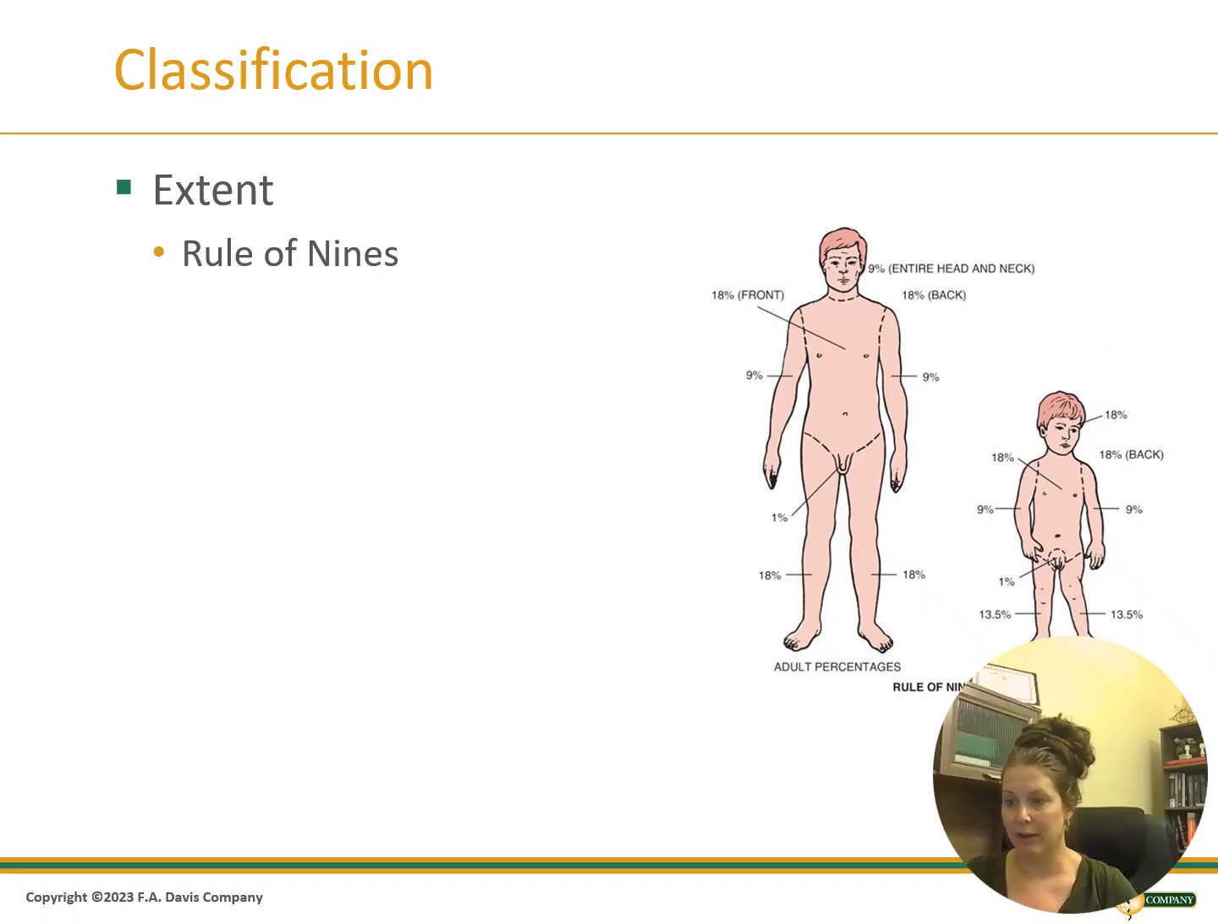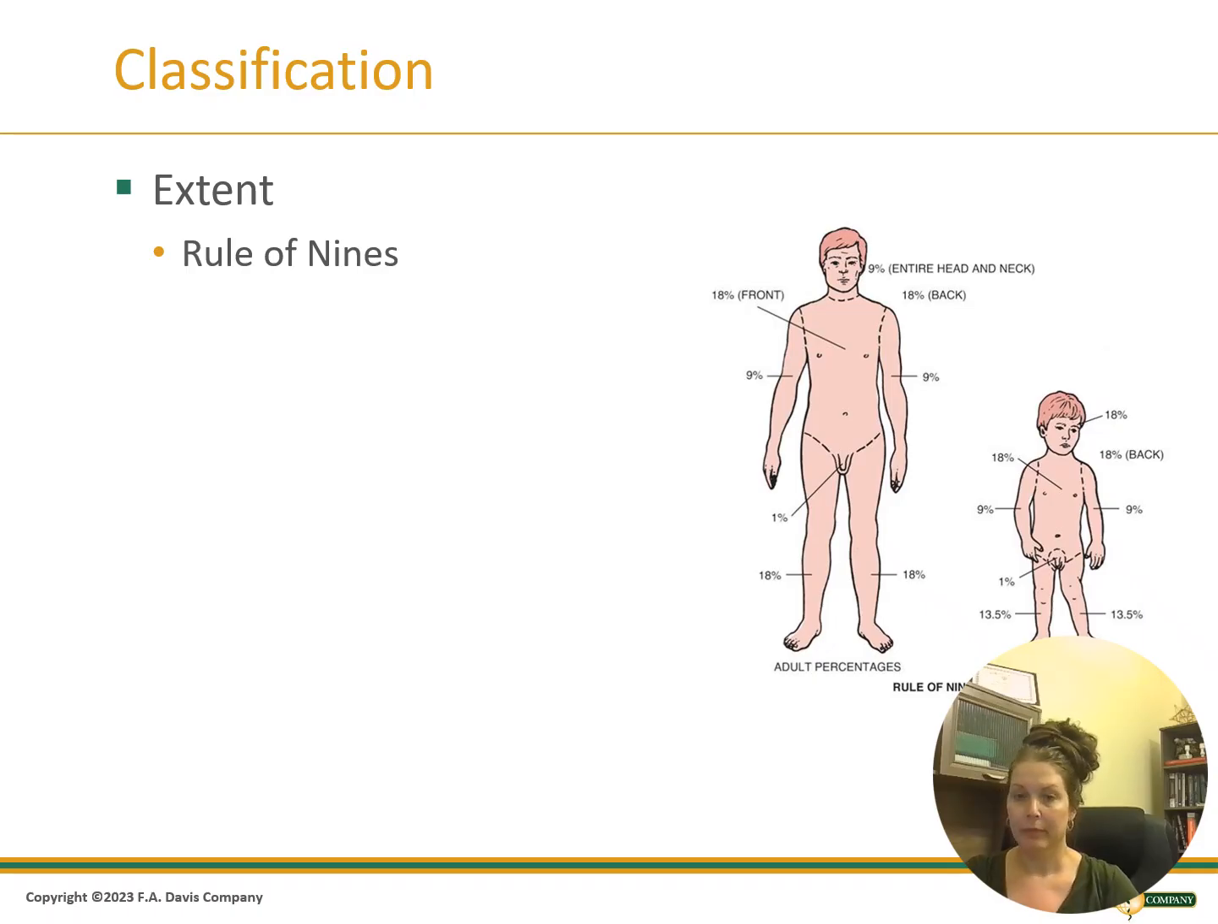Okay, children have different body proportions. You can tell by the picture there. Head and neck 18%. Each arm is going to be 9%. Each leg 13.5%. Front of trunk 18%, back of trunk 18%, and then the perineum 1% again.